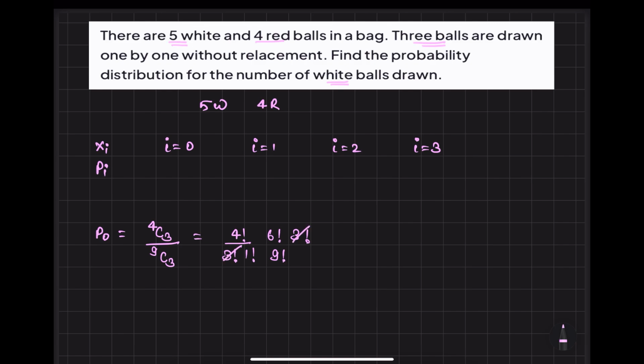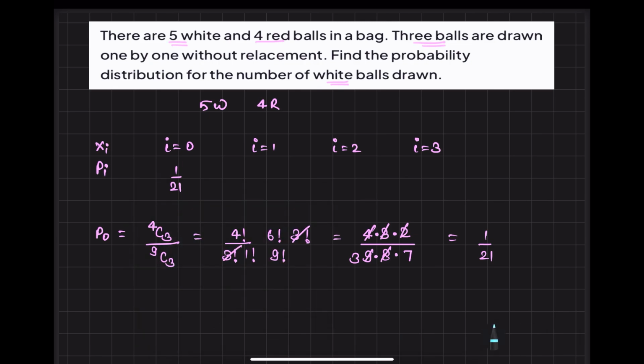Now you can play fruit ninja, this thing gone. We are left with 4, 3, 2, and I will neutralize that 6 factorial with 9 factorial. So it is 9, then we have 8, then we have 7, and then 6 factorial. So 6 factorial gone. 4 twos are 8, gone, 3 threes are 9. So we are left with 1 by 21. So the probability of getting 0 white balls is 1 by 21.